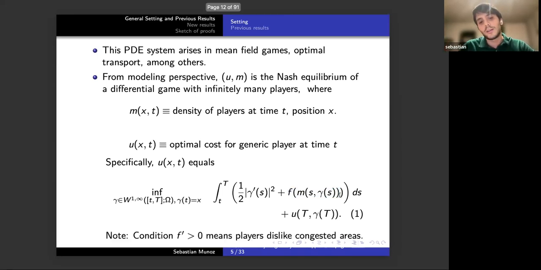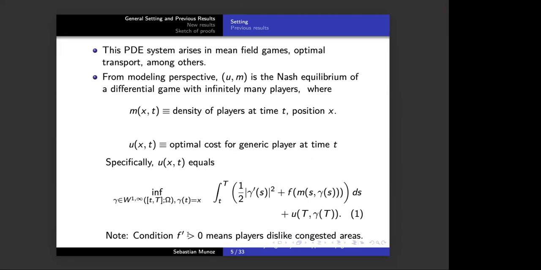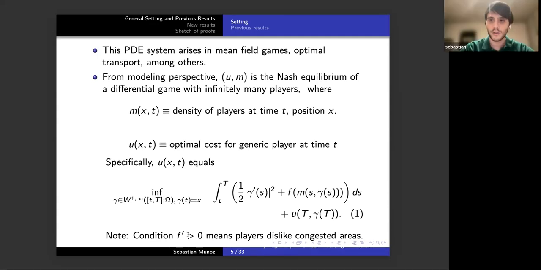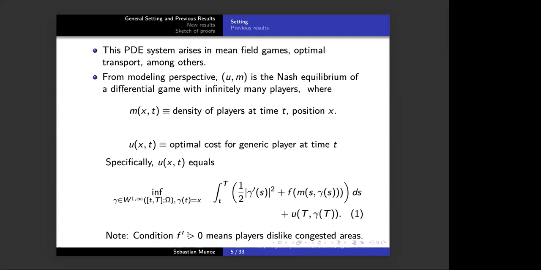From this, we see that the condition that f prime is positive means that the players don't like congested areas. The players are trying to avoid being close to each other. They're trying to avoid regions of high density. So the more density, the more cost the players are paying. So it is natural to require this condition because it penalizes congestion. In all the literature about optimal transport, usually f is zero, right? Correct. The cost doesn't depend on m. Okay, I see. Thank you. Correct, yes.